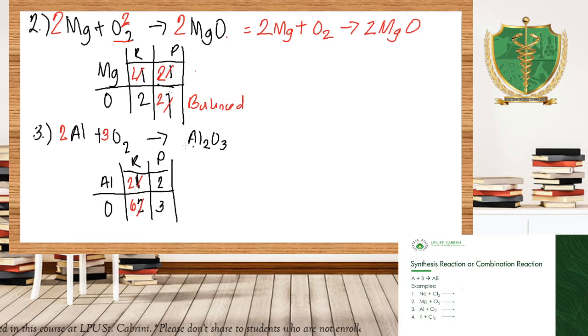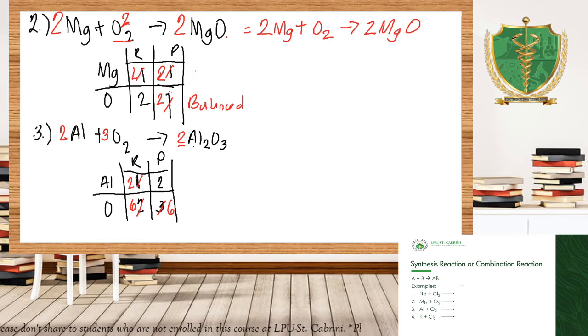Now how about for this one? Let's put here 2. If we will put here 2, 2 times 3 becomes 6. But take note, we are not yet balanced. Why, sir? Because you added 2 for oxygen to be balanced. Before, wala siyang 2. That's why it's 2 for aluminum. But you added 2 for oxygen to be balanced. So how are we going to deal with it?